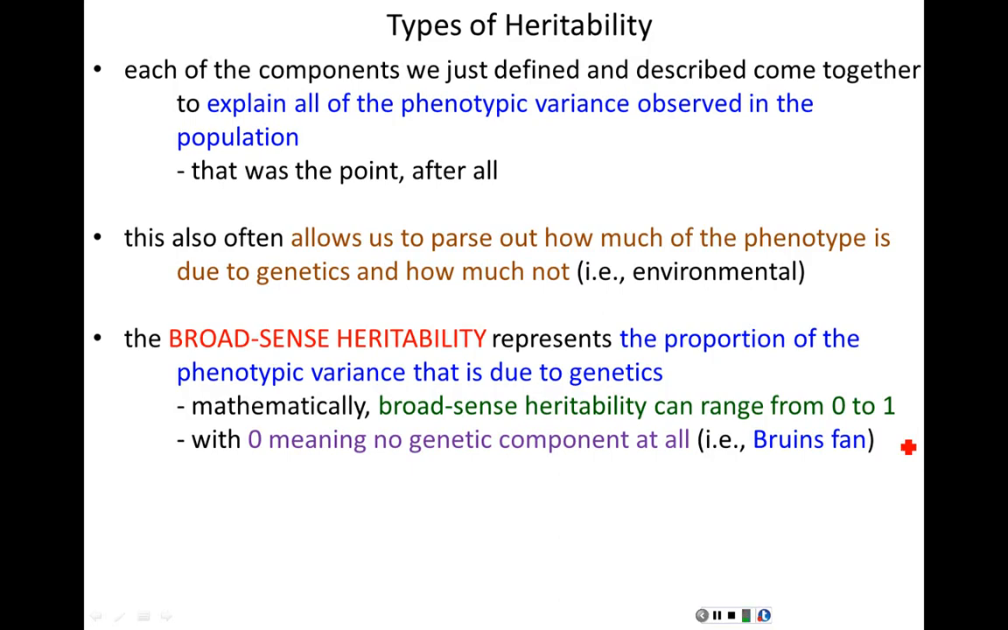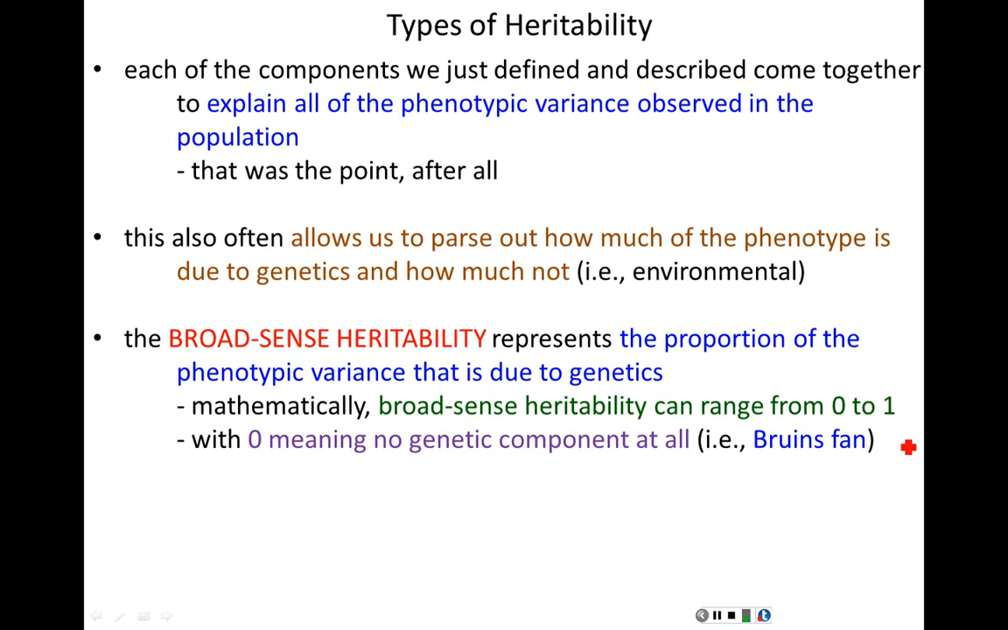I'm a die-hard Bruins fan. I'm a big hockey fan. I love the Boston Bruins. I always have. Since the first day I started following hockey, I was a Bruins fan. Even when I was a New Yorker, I was a Bruins fan. So I've finally made it here into home country. There is a 0 broad sense heritability for being a Bruins fan.